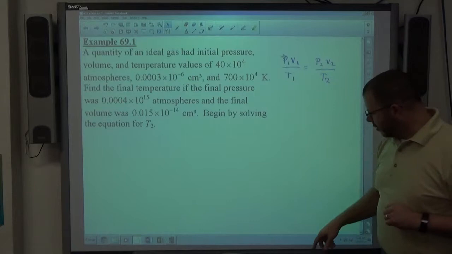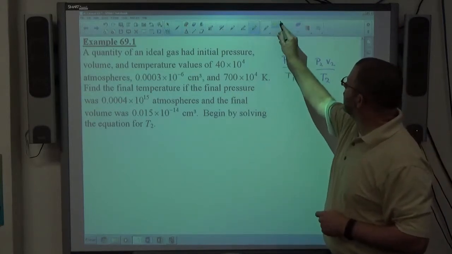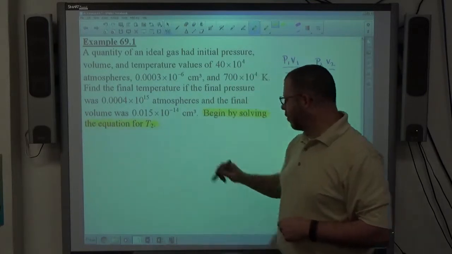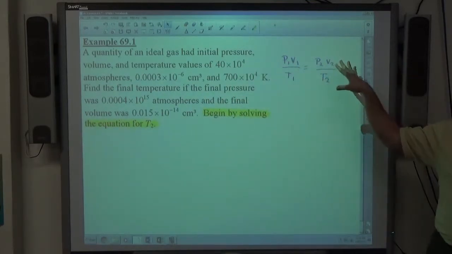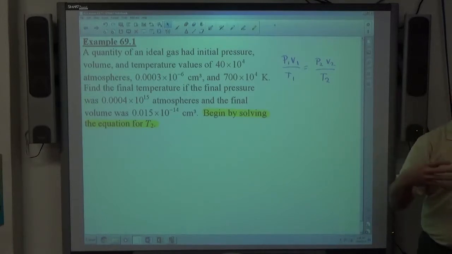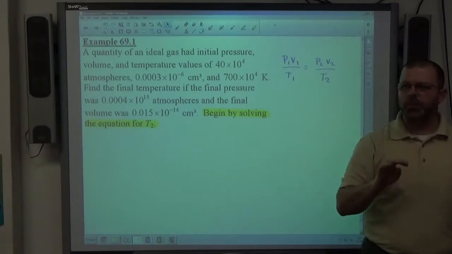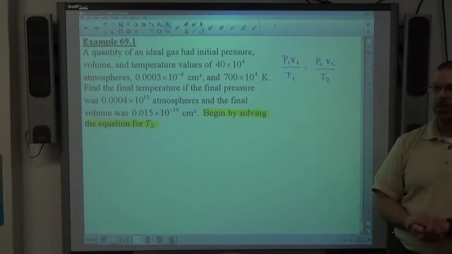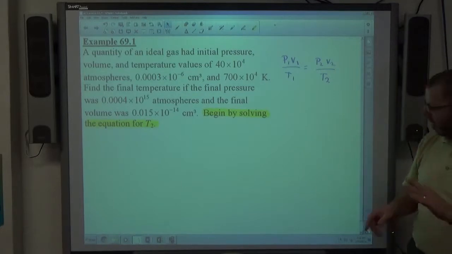So the recommendation here is to begin by solving the equation for T2. In other words, in variable form, get this to say T2 equals some expression, so everything's right where it belongs. Then when I put all the numbers in, I just have to put them where they belong. And then I'm going to use my skills from set 68, which is calculator usage, in order to type it in properly. So here's what it looks like.